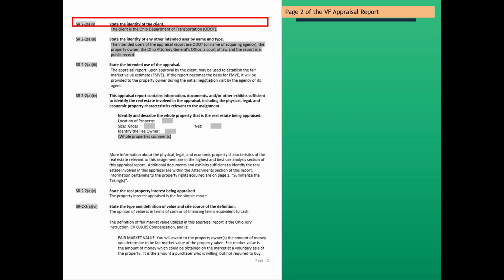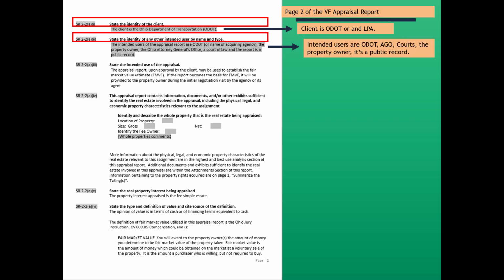All right, so now we're going to go to page 2, and we're going to start reviewing the form. So the first standards rule is 2-2A I, state the identity of the client. And the client is ODOT or it's an LPA. Standards rule 2-2A II is state the identity of any other intended users by name or type.